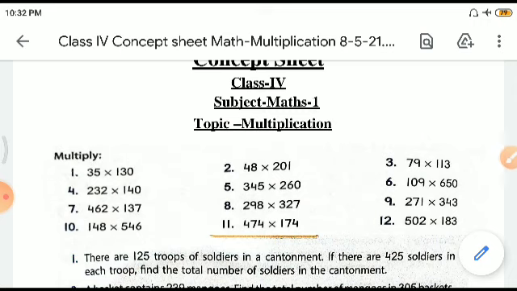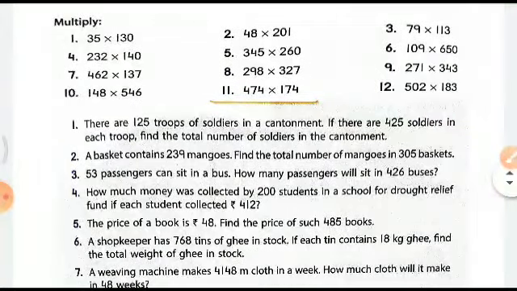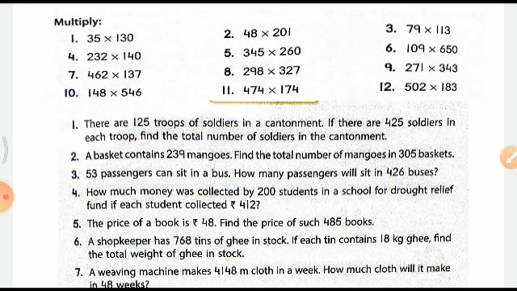After that, there are some problem type questions, some real life situations. See, there are 125 troops of soldiers in a cantonment. If there are 425 soldiers in each troop, means each line, and there are 125 such lines, find the number of soldiers in the cantonment. Now if we keep on writing 425, 125 times and then add, it will be a huge thing and a disaster.